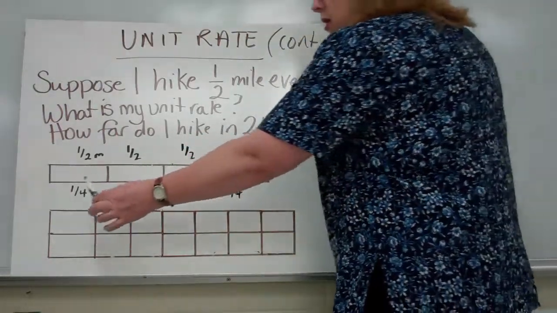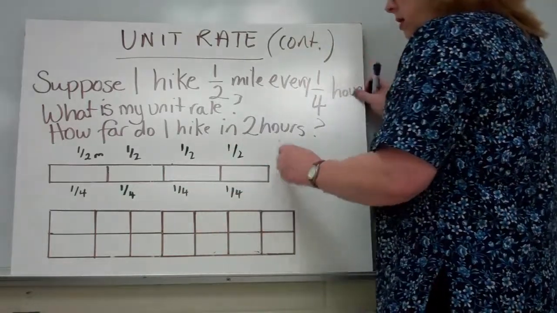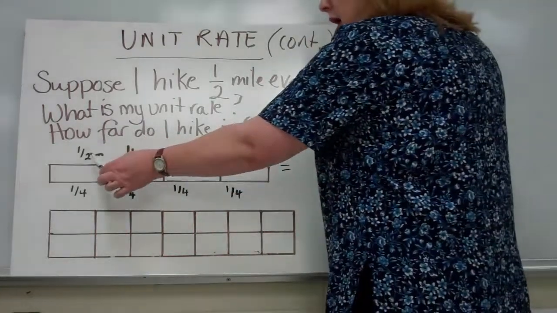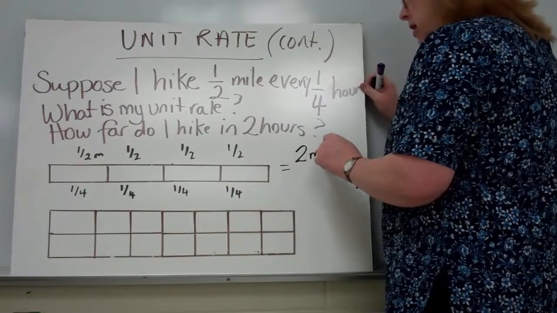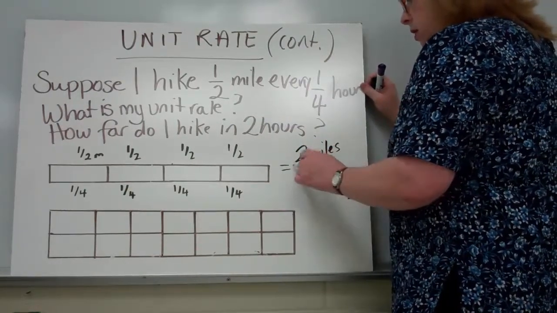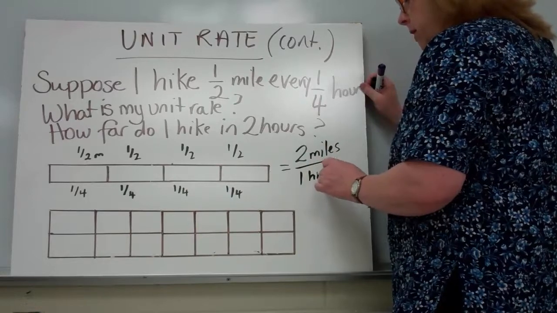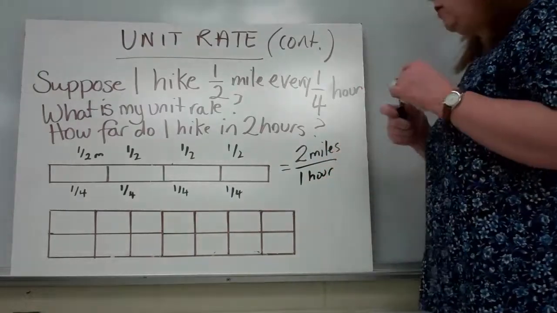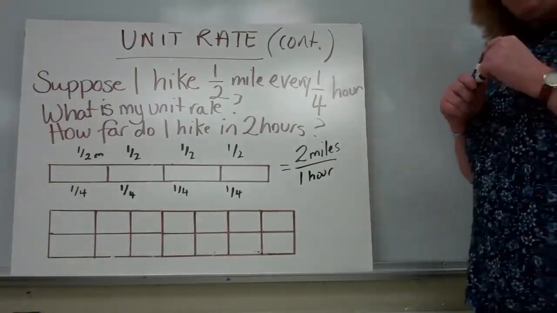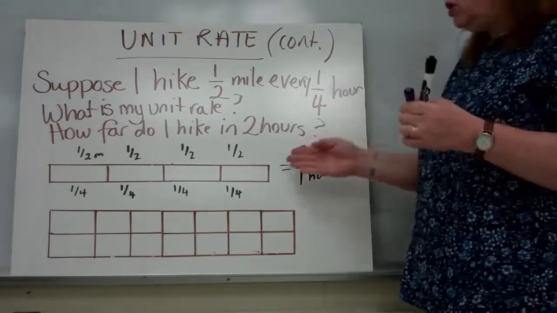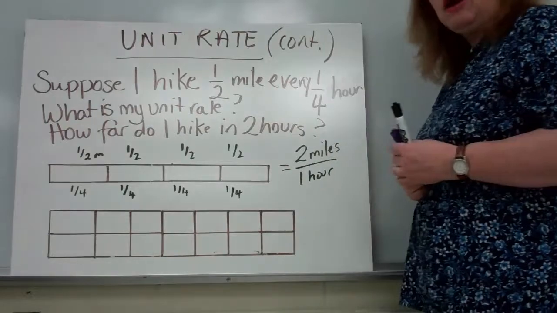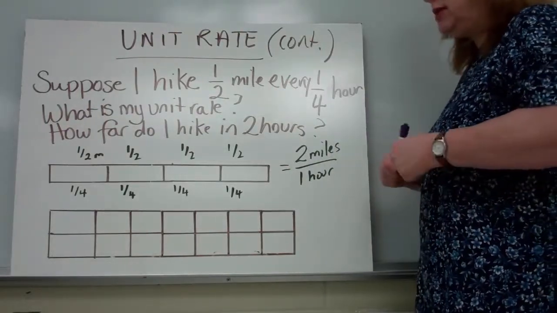And so at the end of my whole hour, I have gone half, 1.5, 2 miles in 1 hour. And that is my unit rate of 2 miles per hour. Okay, so that is one way to do this, and you can use these little block diagrams for a lot of different reasons.